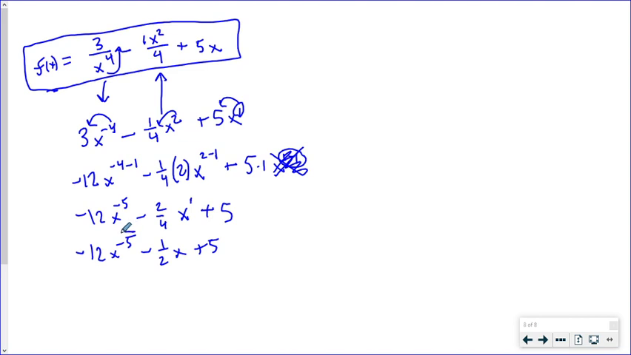Technically, you're never supposed to leave your exponent negative. So what you do is you bring this back and put it on the bottom here. So then you're left with negative 12 over x to the positive 5th power, because now we put it on the bottom, minus 1/2 x plus 5. So this is your derivative.